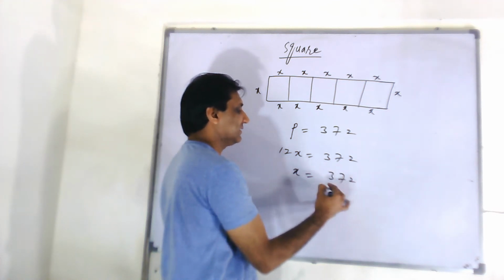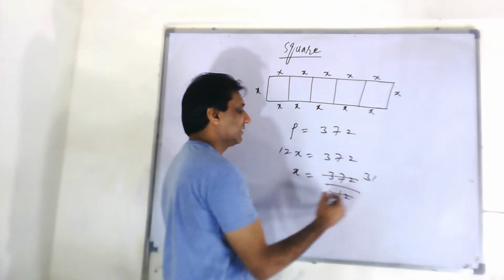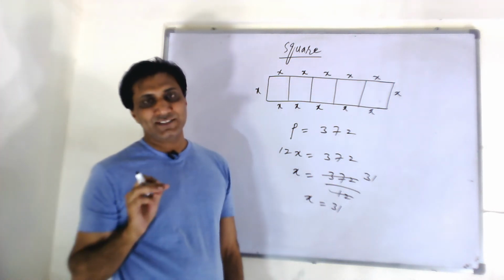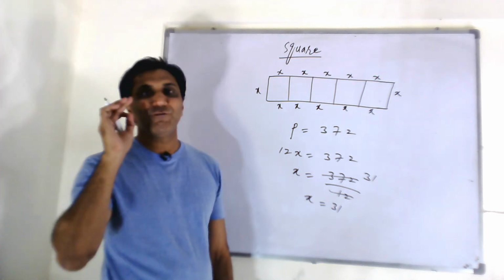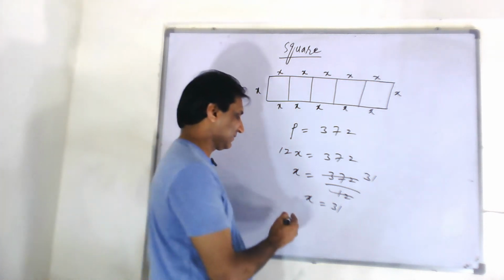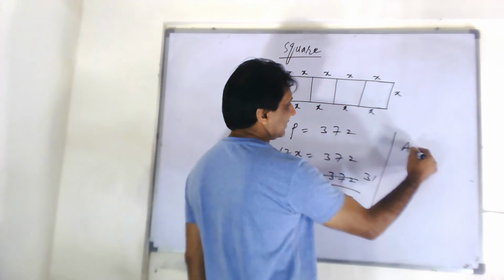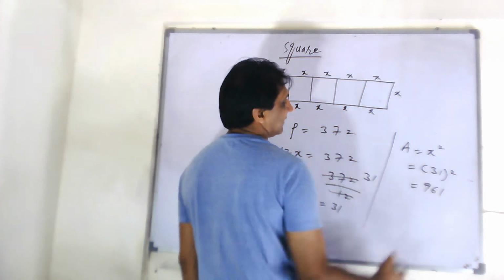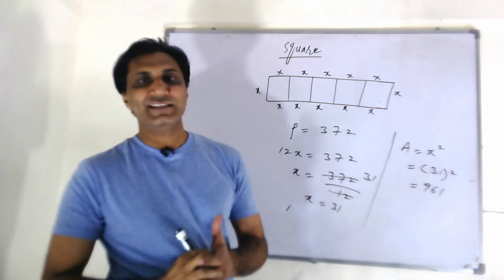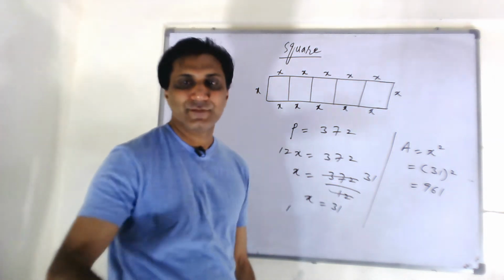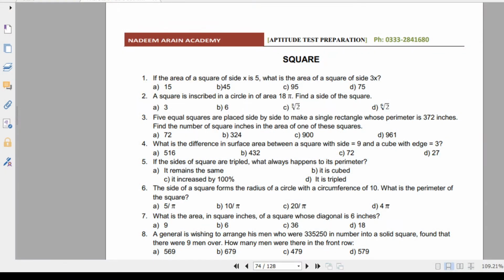So one side is 31. So this side is 31. The question says the number of square inches in the area of one of these squares. The area of one of these squares is x square. So area is equal to x square, that is 31 square, 961. So 961 square inches is the area of one of these squares. Okay. The answer to this question 3 will be 961, that is D.